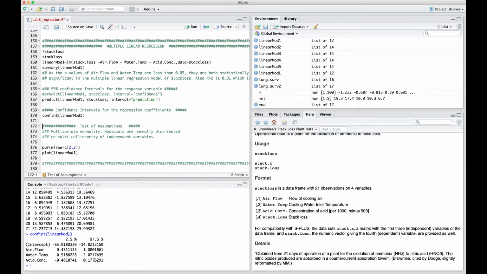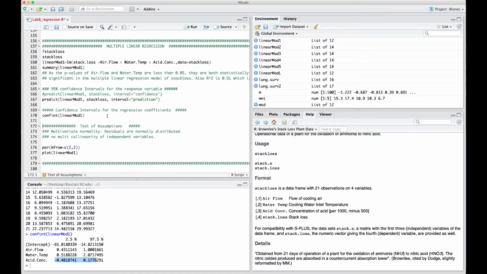You see that this includes 0, right? Whenever the confidence interval includes 0, you do not reject the null hypothesis, meaning that there is no linear relationship for acid concentration, right? But separately they have. Okay.